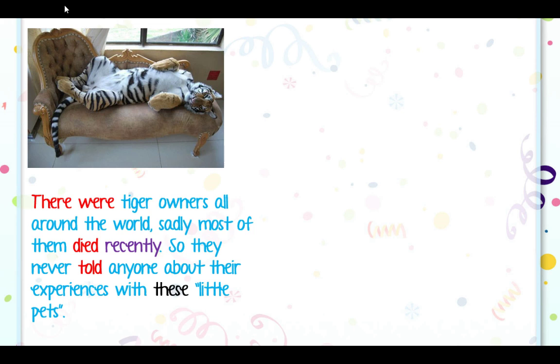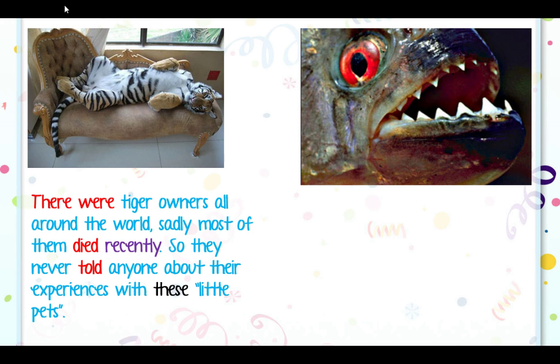So, there were tiger owners all around the world. Sadly, most of them died recently, so they never told anyone about their experiences with these little pets. Died, murieron. Told, dijeron. And these, así esa palabra en negro, these, significa estos, estas. ¿Ya? Estas pequeñas mascotas.